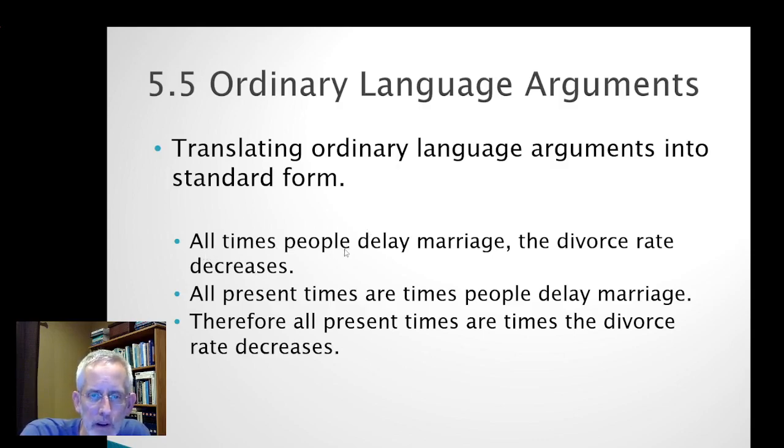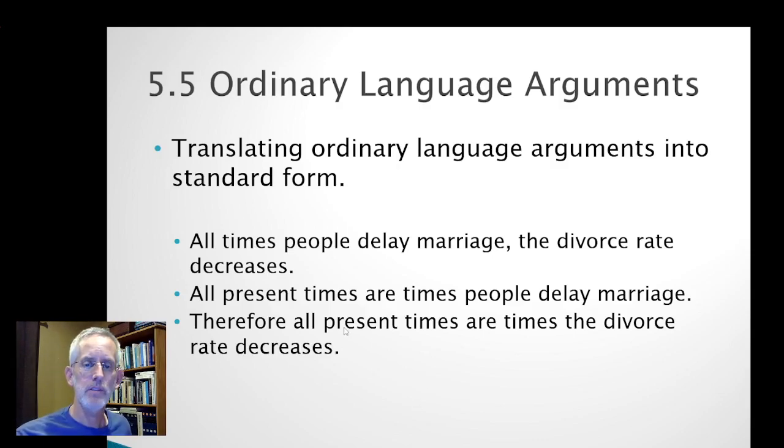So we have 3 statements here, basically ordinary language statements. All times people delay marriage, comma, the divorce rate decreases. All present times are times people delay marriage. Therefore, all present times are times the divorce rate decreases.